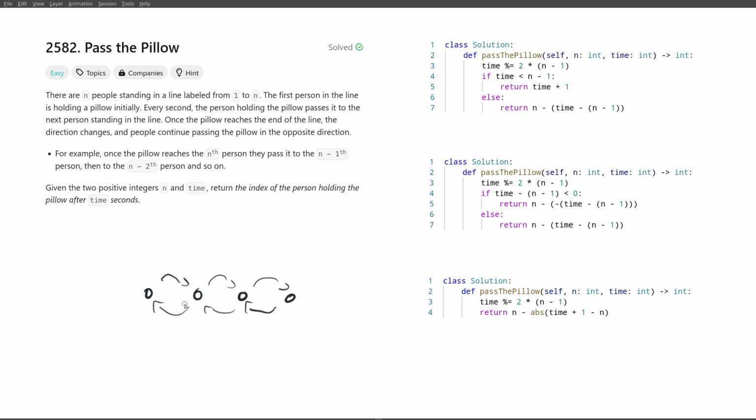We are given the number of people, and we're given the number of steps. Of course, now it again starts going to the right and so on. And we have to answer, after a given number of steps, at what position the pillow is.